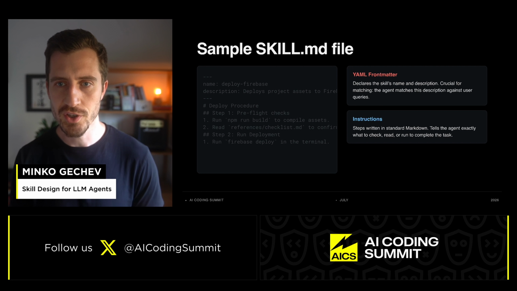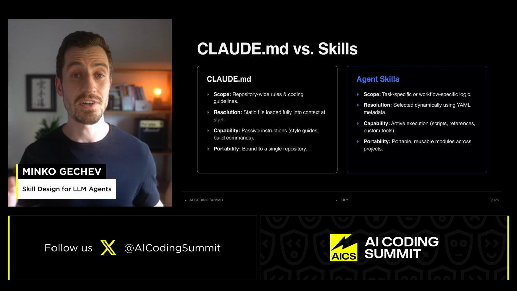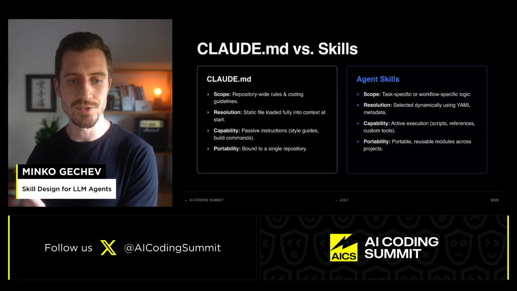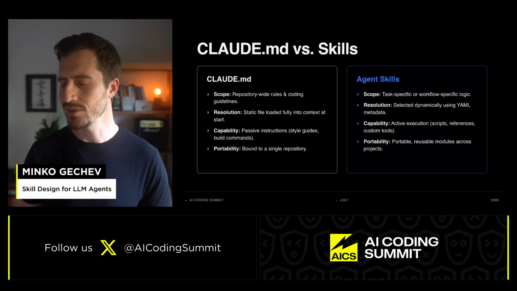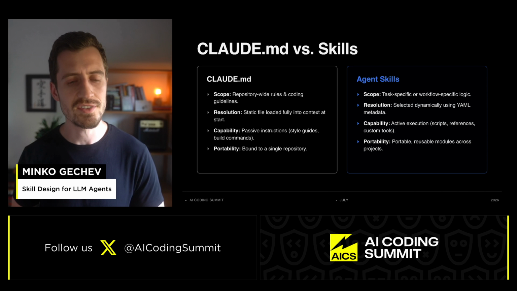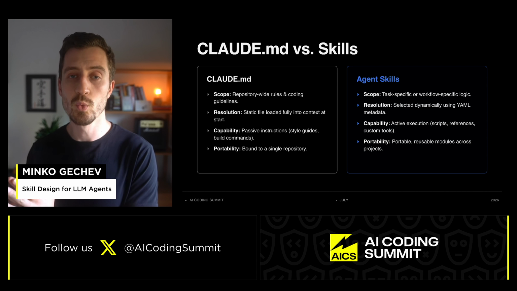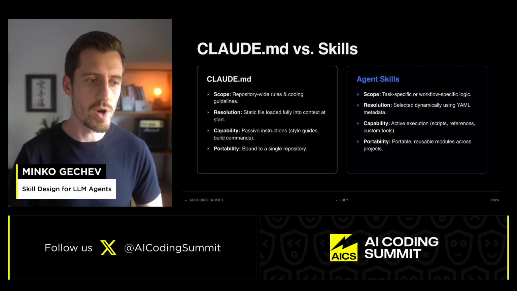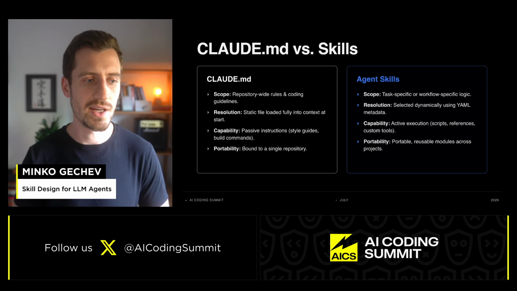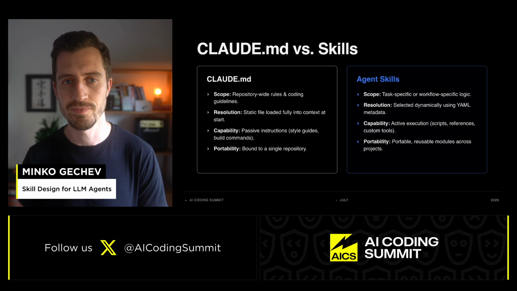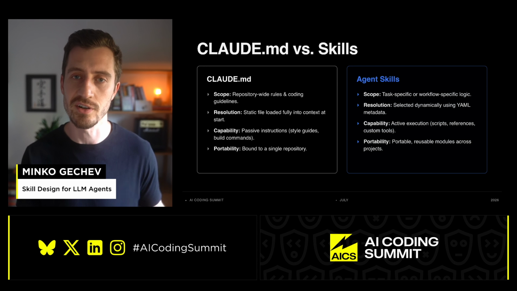When I talk about skills, people often confuse them with CLAUDE.md, and they serve very different purposes. First, skills are an open standard. I think they became a standard sometime at the end of last year, and they're specifically focused on tasks and workflow logic, whereas CLAUDE.md is focused on repository-wide or subdirectory-wide coding guidelines. And it's obviously Claude-specific, or Anthropic-specific.